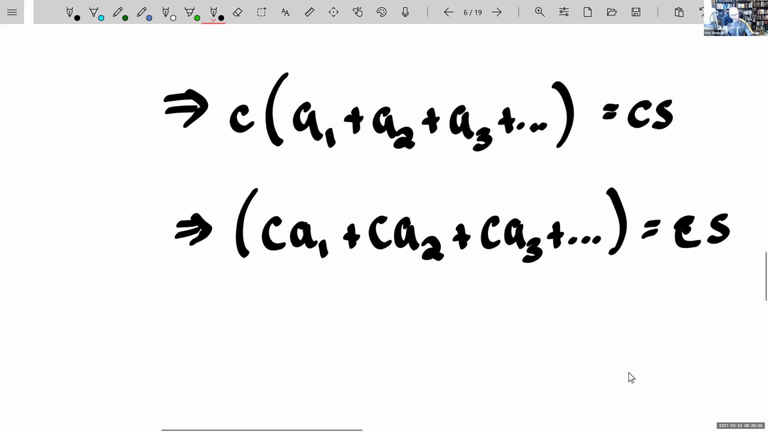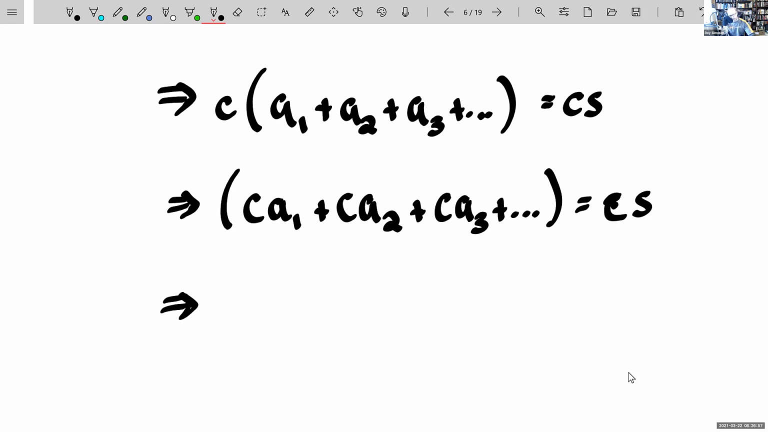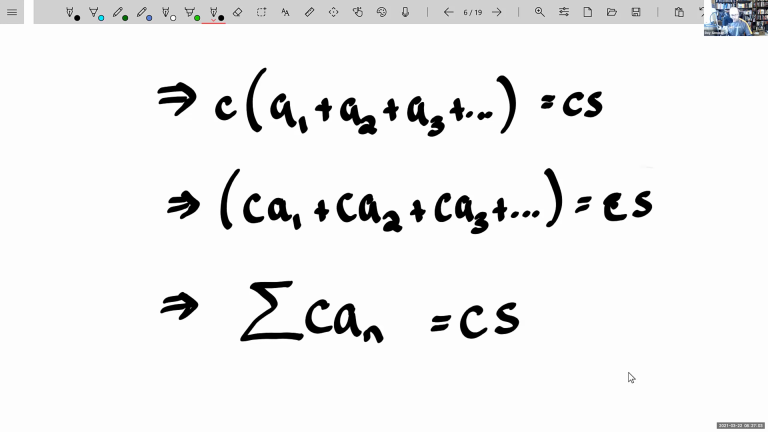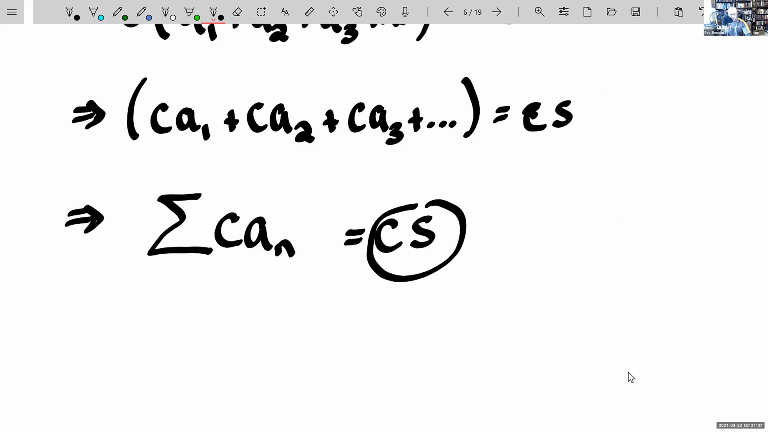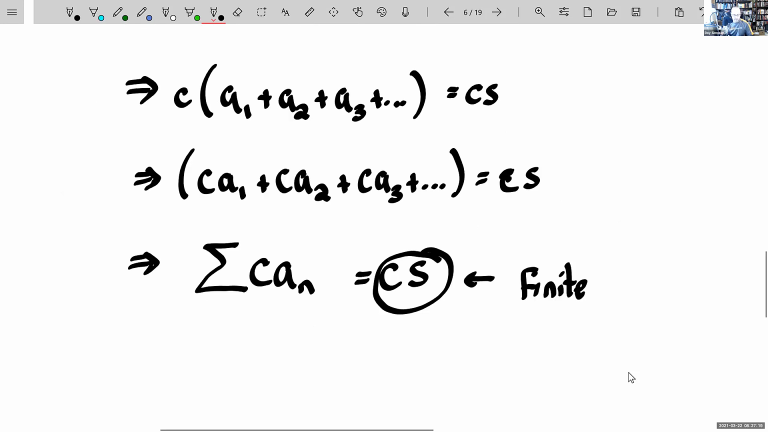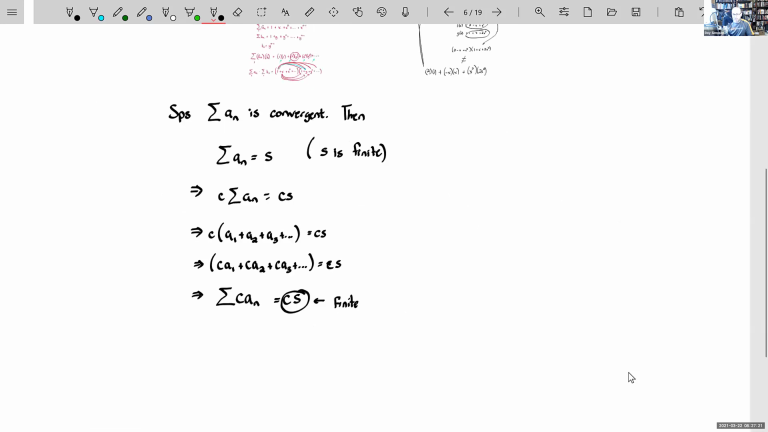And then that summation on the left-hand side can be rewritten as the summation C a sub n. So the summation C a sub n is equal to a constant times a finite number, which is finite. Thus, summation C a sub n is convergent. There you go. So that's a quick proof of the first one.